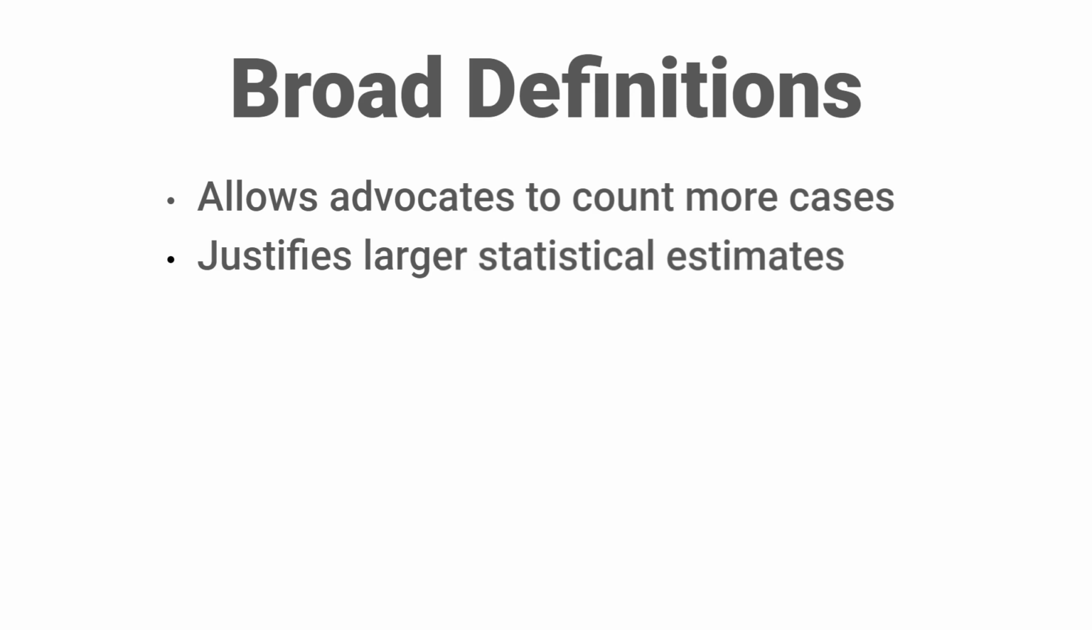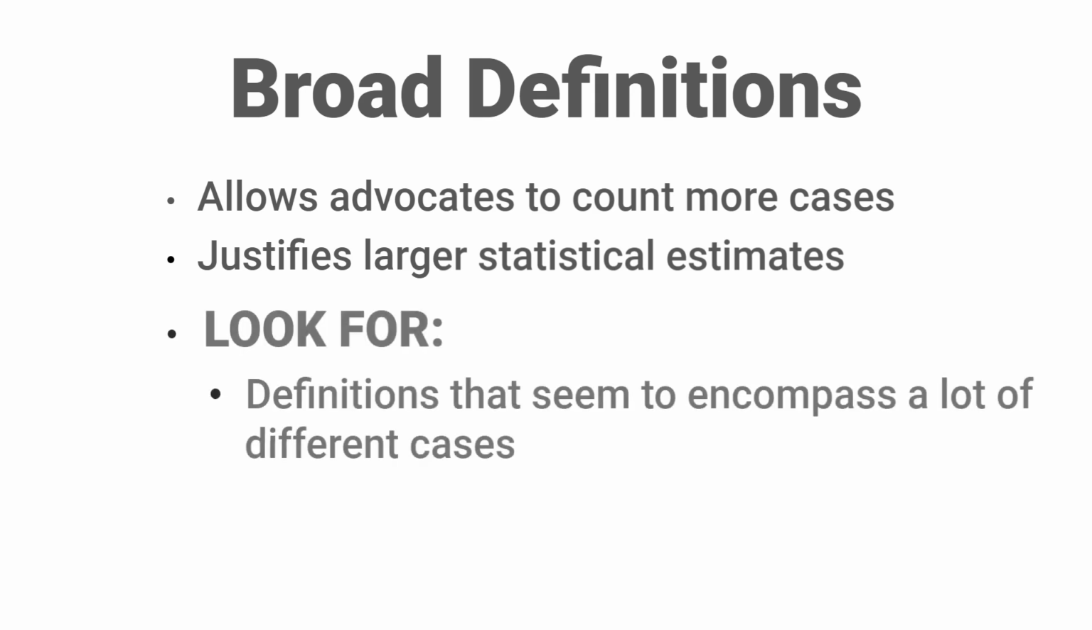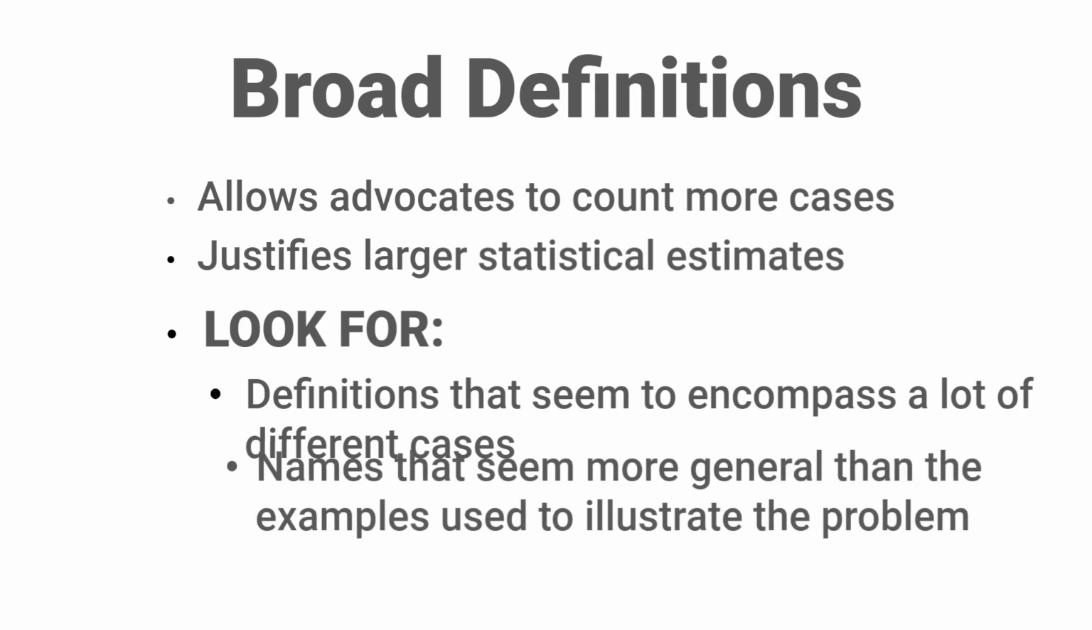According to your reading in the Joel Best textbook, you can be a smarter consumer of statistical information by asking yourself, do the definitions of the variables in this statistic include a lot of different or diverse cases? And are the names being used to label the variables more general than what was actually measured? Let's put this in context with some examples.